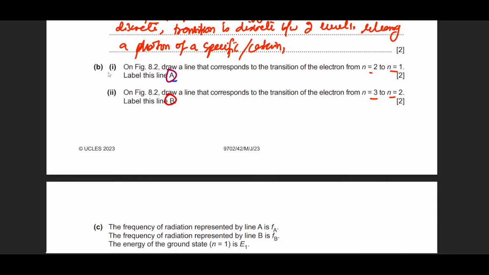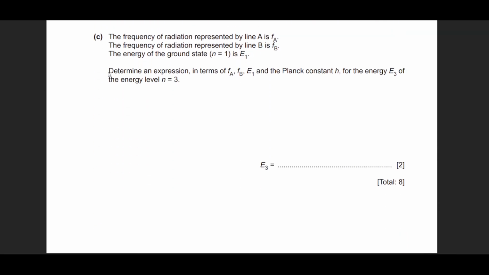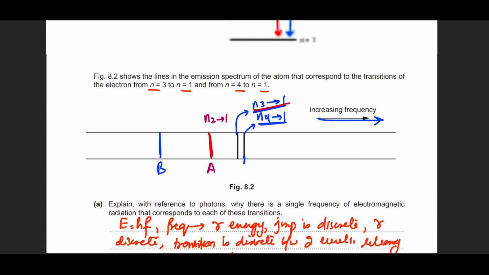So we've done these parts as well. We move to part C. He says in part C, all the things are in terms of variables. Okay, fine. Tell me the expression in terms of fA, fB, E1, h, of the energy level E3 of N3. An expression in terms of, okay, so what would be E3?